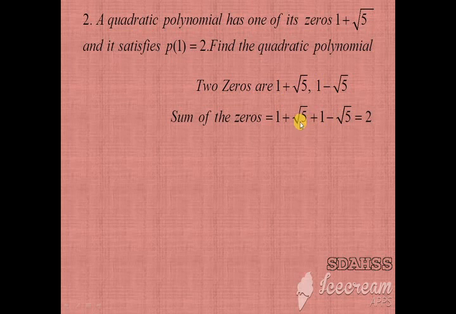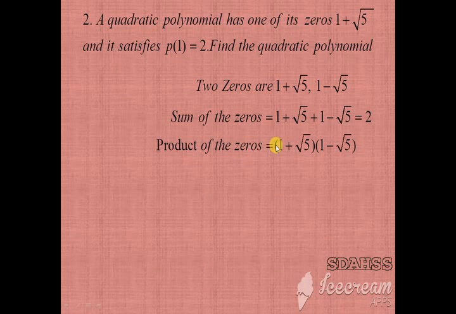√5 and −√5 cancel, 1 + 1 is 2. Then find the product of the zeros. Multiply these two zeros, (1 + √5)(1 − √5). This is of the form (a + b)(a − b), which can be written as a² − b². So this is 1² − (√5)². 1 square is 1, minus square root square cancel, so 5, or otherwise √5 into √5 is 5. 1 − 5 is −4.